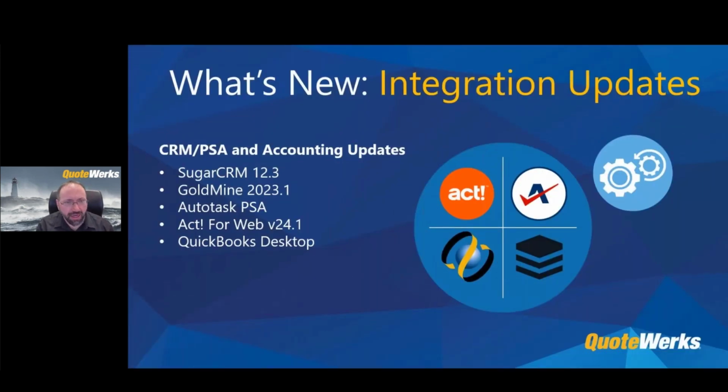Well, with any update that we have for QuoteWerks, we typically have integration updates. We have over 55 different integrations, so as those integrations make changes, we have to as well. So we added support for SugarCRM 12.3, GoldMine 2023.1, Autotask PSA had some updates, so we had to make some changes for that. We also added some pretty hefty feature updates in this release as well. Added support for Act for Web version 24.1, and then some minor feature updates for QuickBooks Desktop as well.